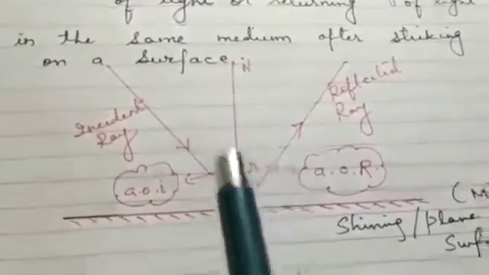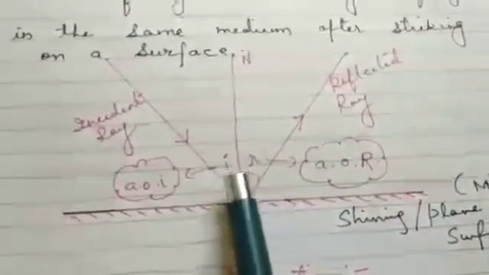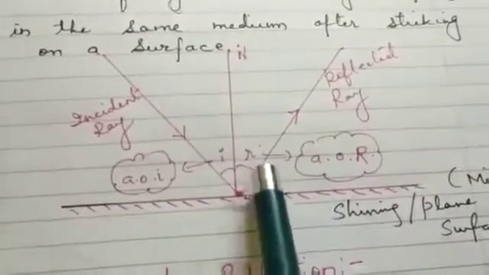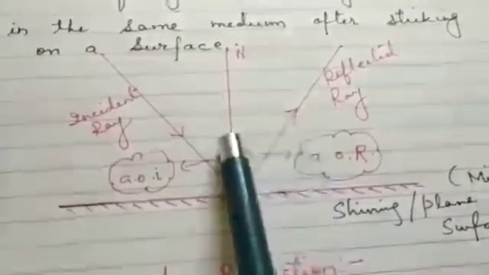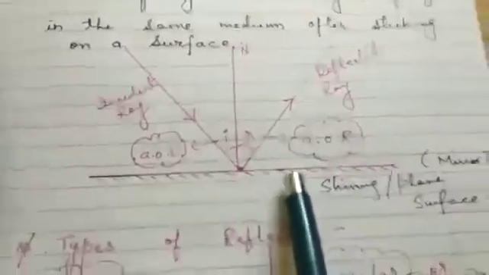Now we'll come to the angle of incidence and angle of reflection. The angle formed between the incident ray and the normal is called the angle of incidence. And the angle formed between the reflected ray and the normal is called the angle of reflection. So this is called reflection of light.